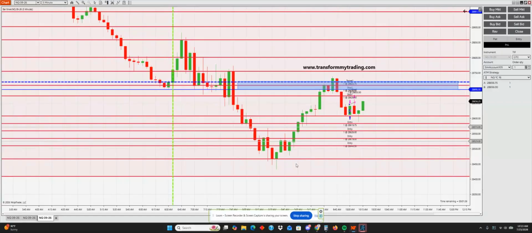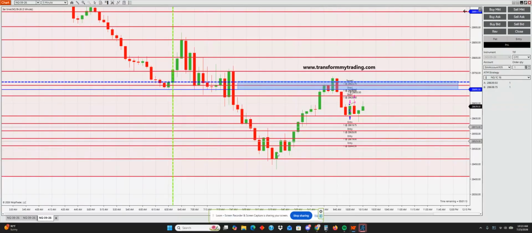I actually generated another level. This bottom is exactly at that level. And look at how both of them never closed below this level. So that was a good indication that the market was finding some kind of support there. And if you wanted to do an aggressive trade, you could have gotten in right there.